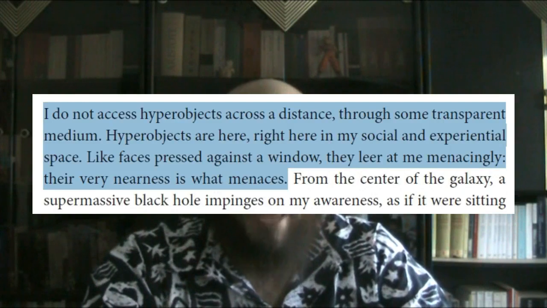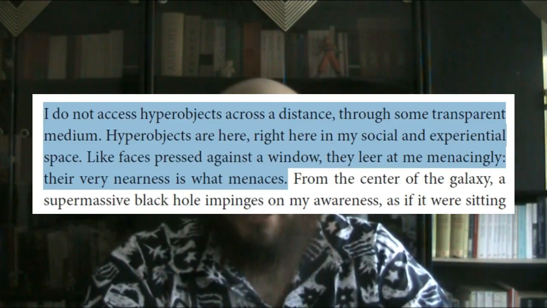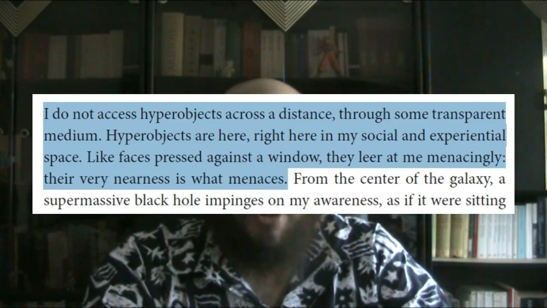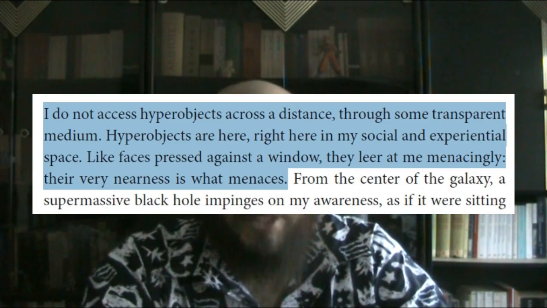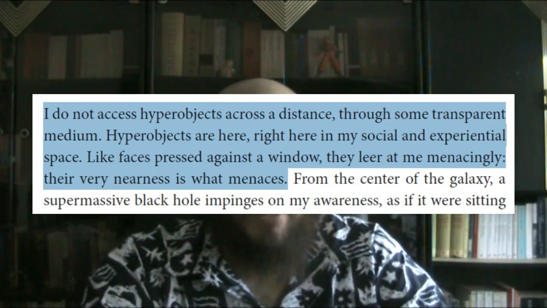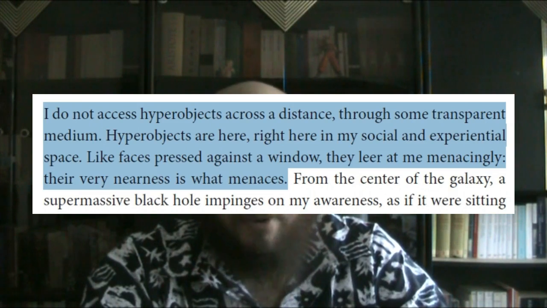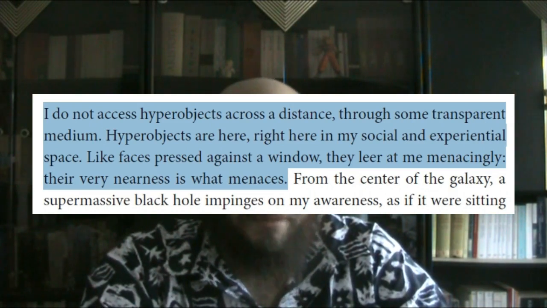Quote, I do not access hyperobjects across a distance through some transparent medium. Hyperobjects are here, right here in my social and experiential space. Like faces pressed against a window, they leer at me menacingly. Their very nearness is what menaces. And so basically it's like Cthulhu is watching you, you know, Big Brother maybe is watching you. Big Brother in that sense is a hyperobject. Or you can think of ghosts, for example. They're always looking at you, right?